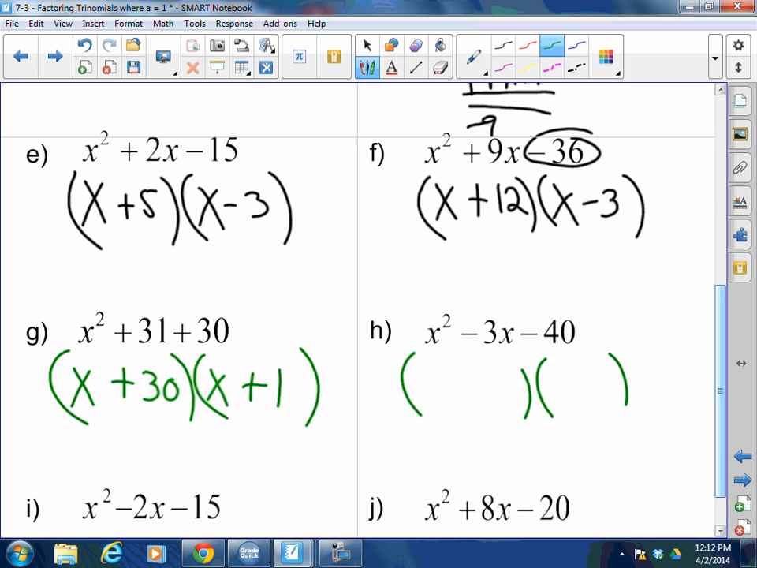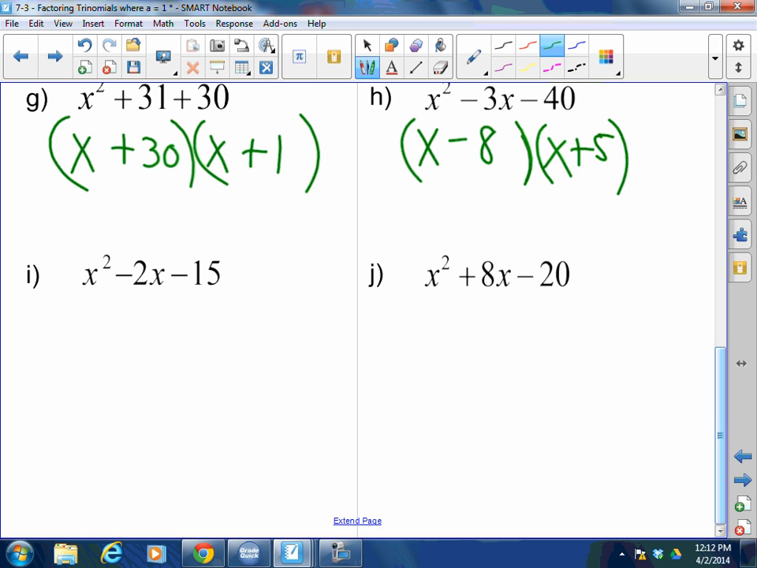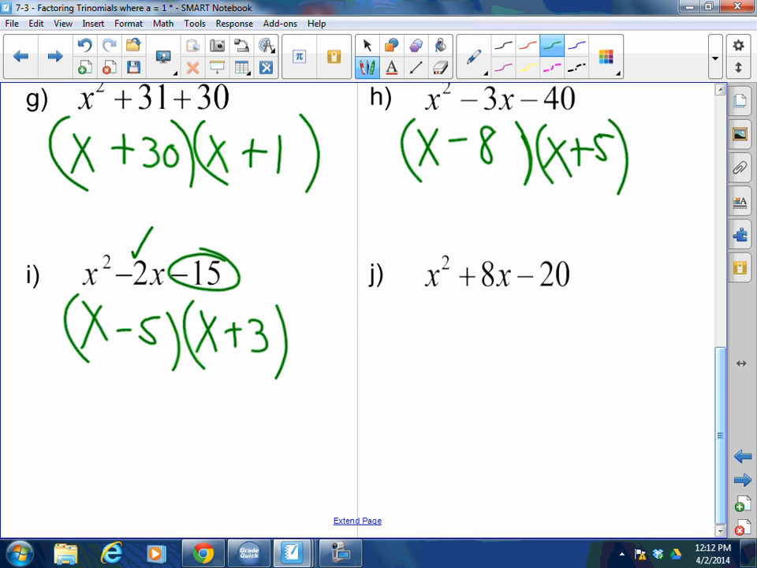Okay, next. What times what is negative 40, but when added together is negative 3? Negative 8 and positive 5. Phenomenal. Well done. Next, what times what is negative 15, but when added together is negative 2? Negative 5 and positive 3. Very good. Negative 5 times 3 is negative 15. Negative 5 plus 3 is negative 2.